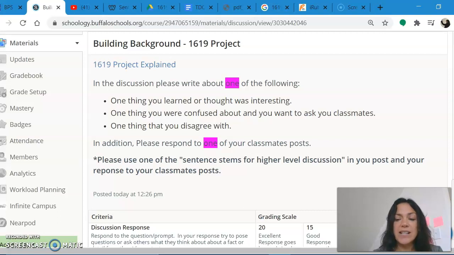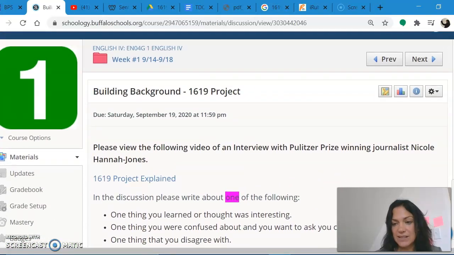So for these discussions, you're picking out one thing you learned, were confused about, or disagreed with, but then you're also required to respond to your classmates. So you need to respond to one person. Try not to just respond to one person. You want everybody to have had a conversation. So if you see that nobody has responded to a classmate, then choose that one to respond to.